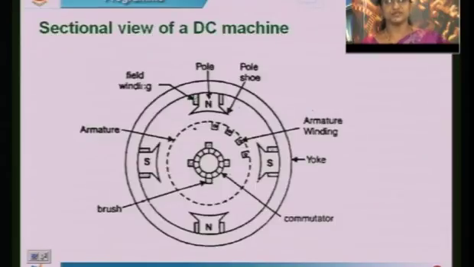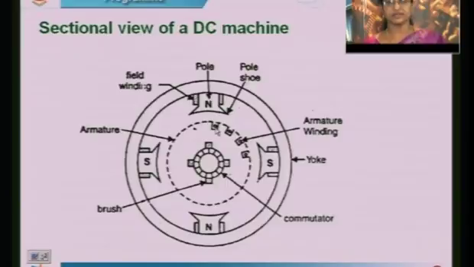See the sectional view of the DC machine. I already told you this is the pole fitted to this frame. Here you are going to supply the DC source, that is called excitation. When you give this excitation supply to this field winding, then the field will be produced. There are 4 poles in this, north, south, north, south. This is the armature.